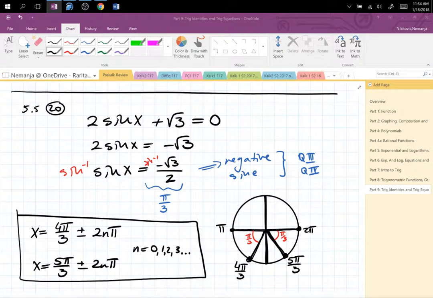This is the first solution, plus or minus the period, depending on n. You want to go back or forward. And then the second solution, 5 pi over 3 plus or minus, again, the period with the n, to give us all of the solutions that way.